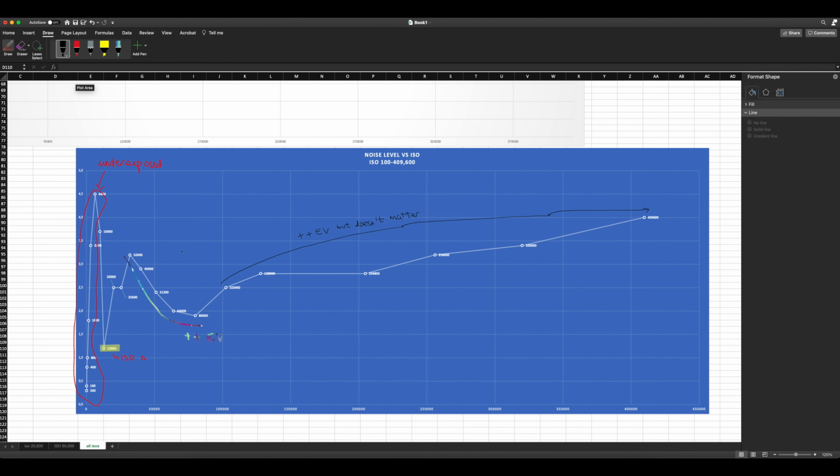Do you find that you're getting less rich color tones or something to that effect as ISO increases, or is it just my imagination?